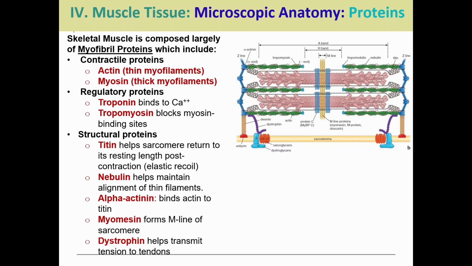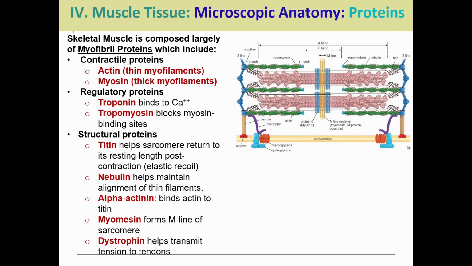We have regulatory proteins that are going to basically help control when actin and myosin can work together to contract. We have troponin and tropomyosin. Troponin is going to bind with the calcium ions, whereas tropomyosin is blocking the myosin binding sites. And when calcium binds, troponin and tropomyosin will change shape or change configuration so that those myosin binding sites become revealed.